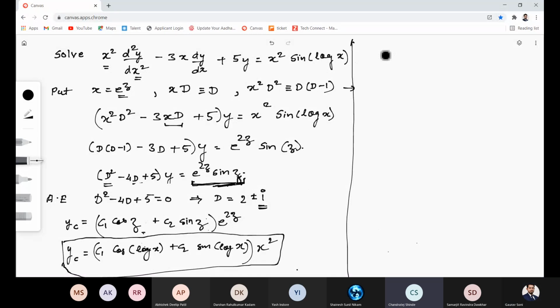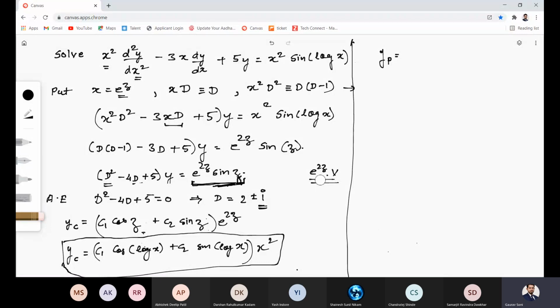Yes. So exponential shift will be good here, because you have e to the power z in it. So when we have 1 upon f of D, I'll take e to the power 2z outside and go for the solution. So exponential shift is workable. So that's why I am going for the shortcut.